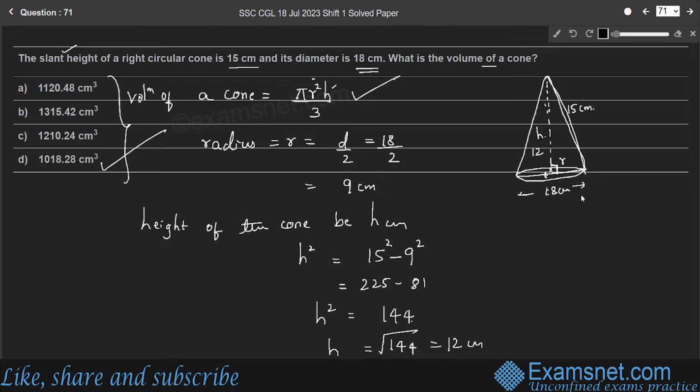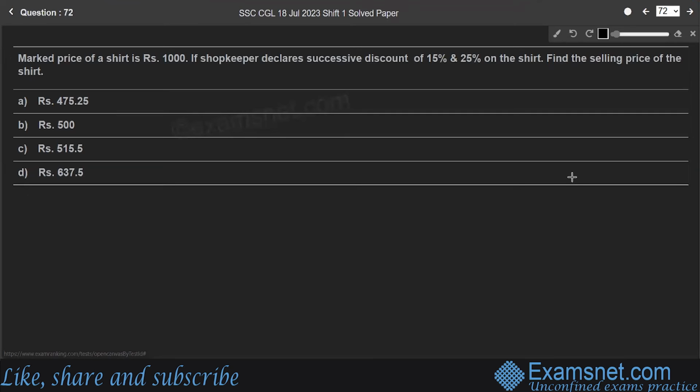Question 72. Marked price of a shirt is 1000 rupees. If the shopkeeper declares successive discounts of 15% and 25% on the shirt, find the selling price of the shirt. So here students, you can follow two steps.